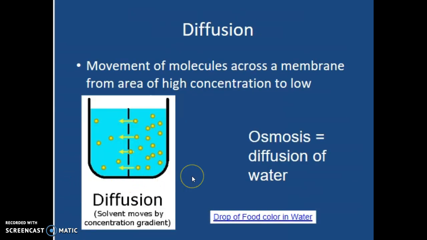Diffusion is the movement of molecules across the membrane in particular from an area of high concentration to low concentration. Molecules are always moving, even if we can't see them moving. Even in a solid, they're moving. And particularly in a liquid or a gas, they are moving around a lot. And they go from an area where there are lots of them to where there are fewer of them, just because of random molecular movement.